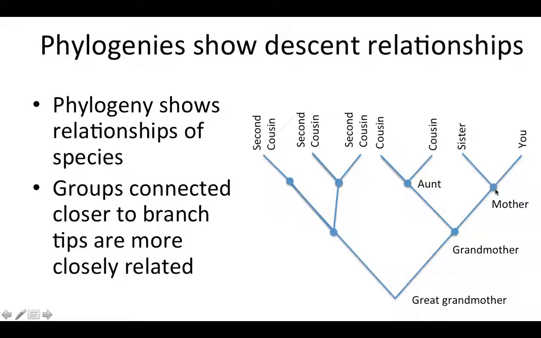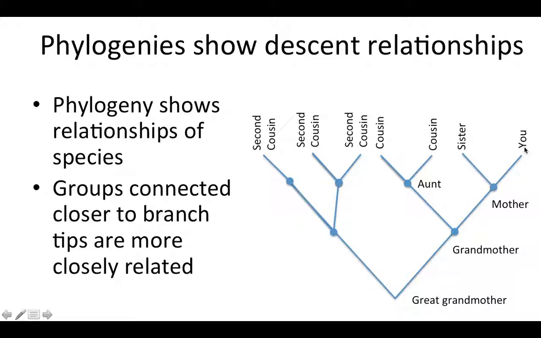Now, of course, your mother had a mother, and this is your grandmother. And let's imagine that your grandmother also had another daughter. This individual then is your aunt, and if your aunt had two kids, then these would be your cousins. So on this diagram, if you wanted to know who you were most closely related to out of this generation, of course it's going to be your sister.